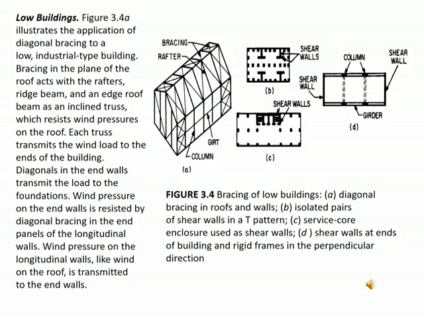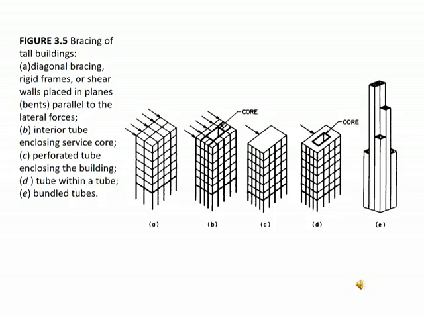Construction of bracing of the tall building: when we are constructing a tall building, all the bracing has to be constructed first. So A means the diagonal bracing, rigid frame or the shear wall brace in place, better to resist the lateral force. B is the interior shear core enclosing surface, C is a perforated tube enclosing the building. These are tube within the tube and these are banded tube. So those are the bracing methods for the tall building.